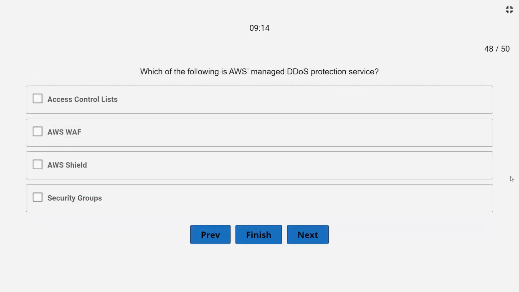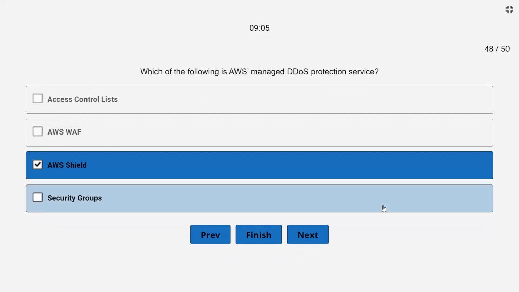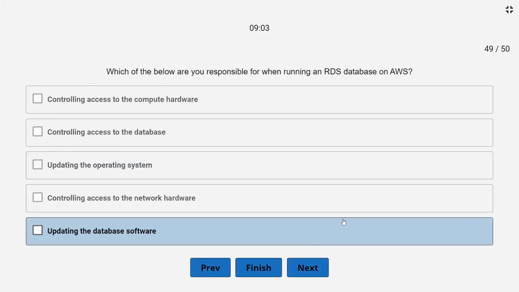Which of the following is AWS managed DDoS protection service? Which of the below are you responsible for when running an RDS database on AWS?